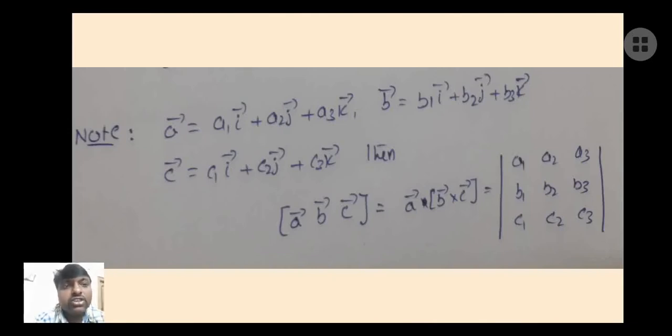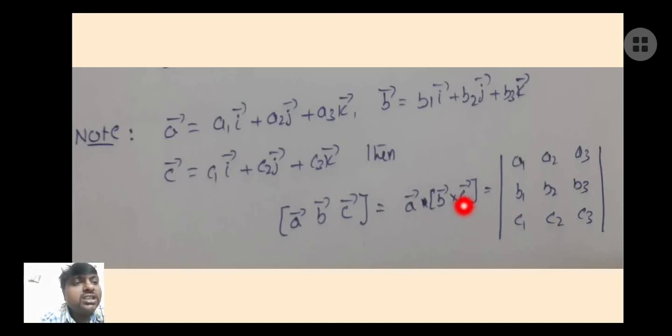Okay, so let me go through a small note on the calculation of the box of ABC. I can take three vectors: A bar is a1 i bar plus a2 j bar plus a3 k bar, B bar is equal to b1 i bar plus b2 j bar plus b3 k bar, and C bar is equal to c1 i bar plus c2 j bar plus c3 k bar. I am calculating the box of ABC, which is nothing but A bar dot B bar cross C bar.